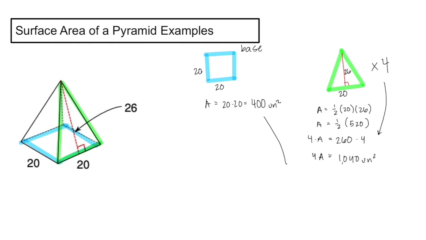I'm not done though. I need to add my base area and my lateral area together, and I get that my total surface area is 1,440 units squared.